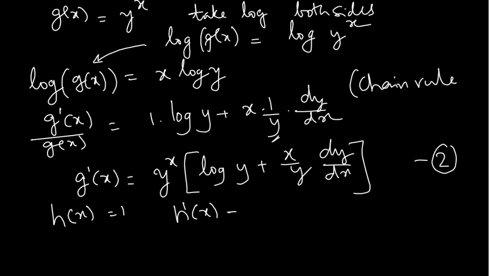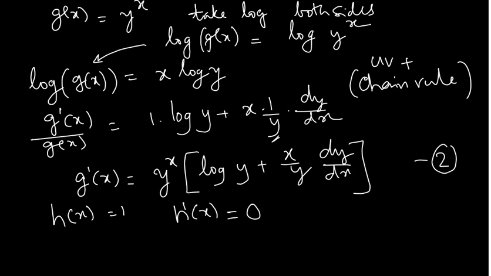We use the chain rule. Both the UV rule and the chain rule have been used in this case. So then, g dash x equals g of x, and g of x is nothing but y to the power of x. So y to the power of x into log y plus x by y dy by dx. This is equation 2. H of x equals 1, and therefore h dash x equals 0.